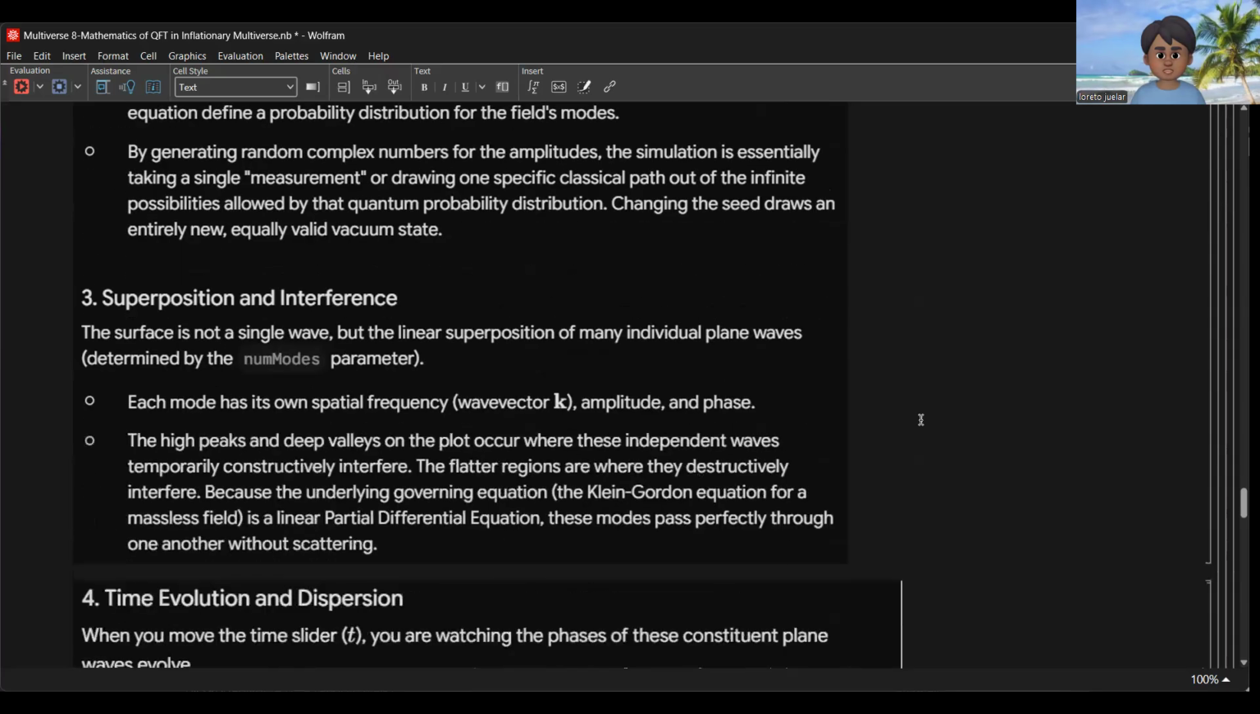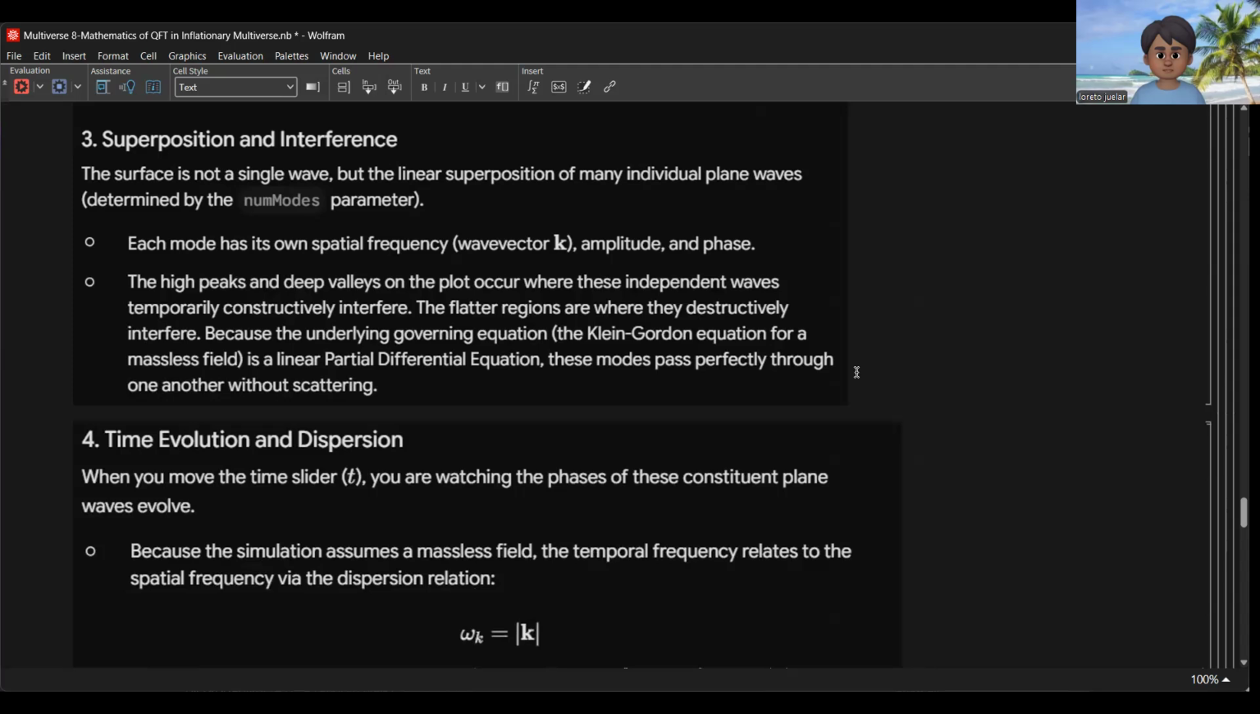Then for number three, superposition and interference. The surface is not a single wave, but a linear superposition of many individual plane waves, determined by a number of modes parameter. Peaks and valleys occur where these waves constructively or destructively interfere with each other. Because the theory is linear, the waves pass through each other perfectly without scattering.